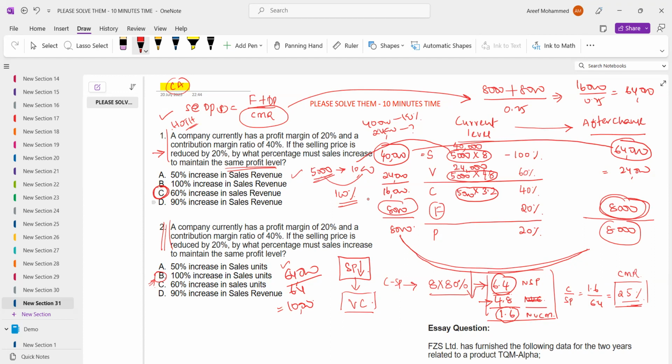If I am changing selling price, what is going to happen? You need to understand the output. What is the output they are asking? By what percentage must sales increase to maintain the profit? Because selling price decreased, they should increase the units or the total sales. This should be very clear to you. That is very important for you all.